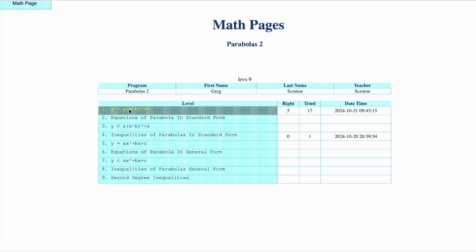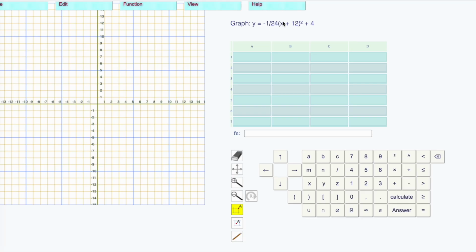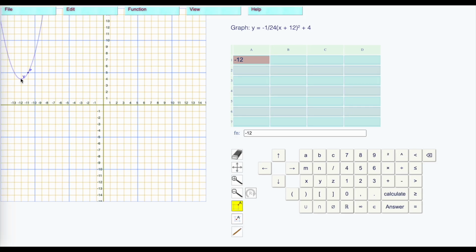Parabolas 2, level 1. Graph -1 over 24 times (x plus 12) all squared plus 4. The vertex, this is our x minus h. 12 is negative h, so negative 12 is our h, and our k is 4. If we go to negative 12, 4, that's the vertex. So you click down there, and it draws a parabola for you.